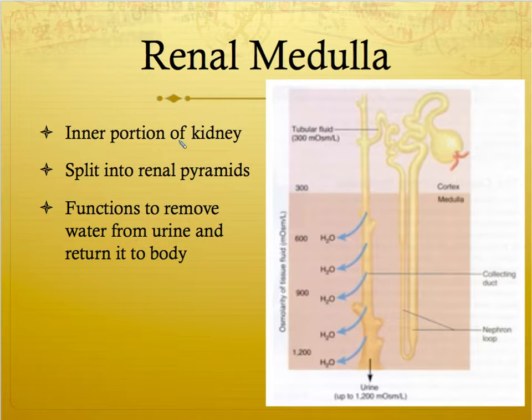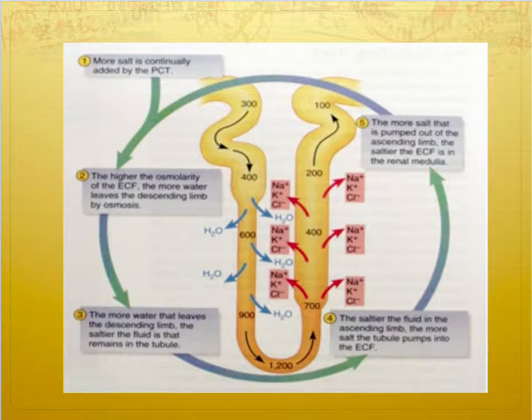Then we have this renal medulla. Again, the inner portion of the kidney splits into the pyramids and functions to remove water. That's kind of the big thing that happens in your renal medulla: water gets pulled from the filtrate into this medulla, and then it can be put back into the filtrate as well if needed, depending on what your body is looking at as far as water content, water concentration.